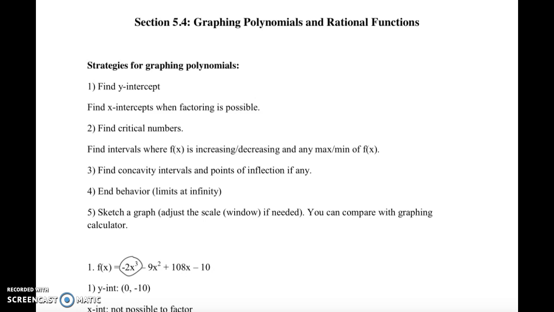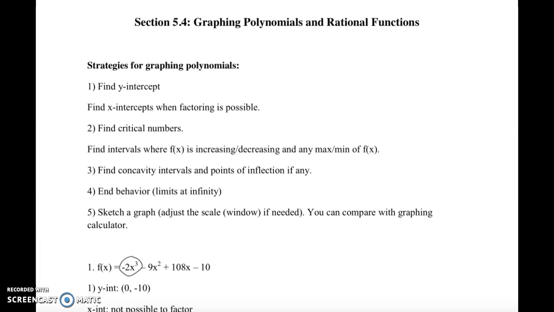Then we want to go ahead and find the concavity intervals and points of inflection. So this involves our second derivative. And we want to look at its end behavior. We want to find out the limit as the values of x approach infinity and negative infinity. And then we want to go ahead and sketch a little graph by hand. You can adjust the scale window of your graph. You can do a quick sketch by hand and you can get an idea of what the graph is doing.